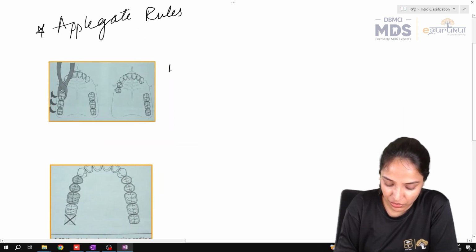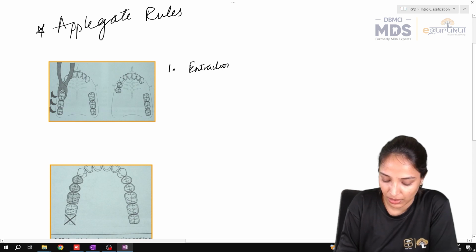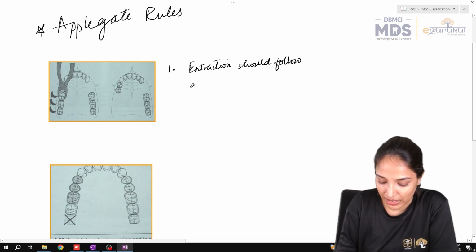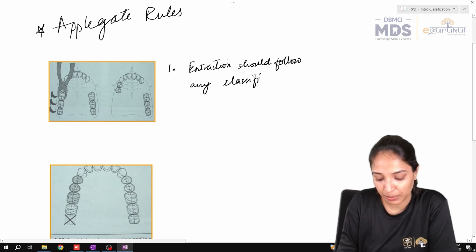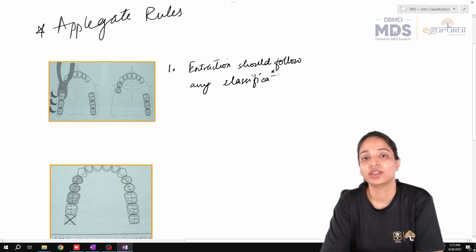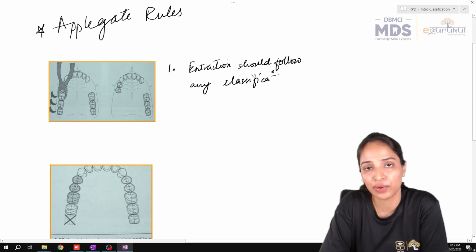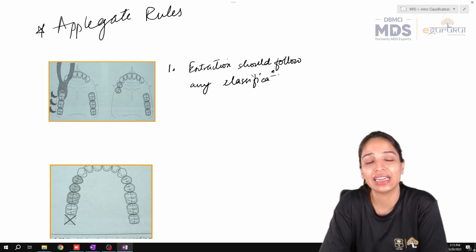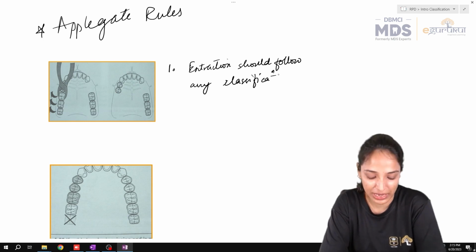The first rule says that extraction should follow any classification rather than preceding the classification. So extraction should always follow any classification rather than preceding the classification. I'll help you understand that with the help of an example.